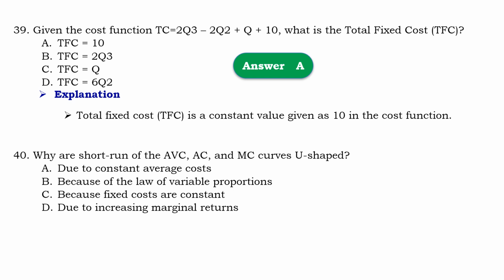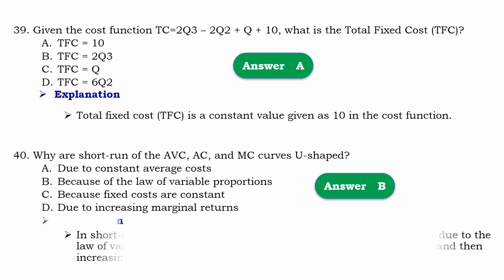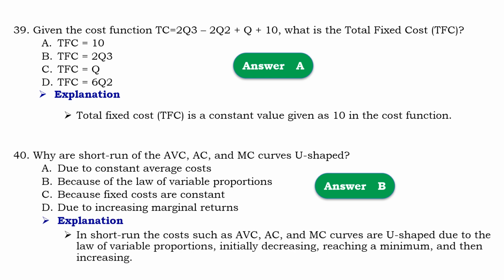Question number 40. Why are short run average variable cost, average cost and marginal cost curves U-shaped? That should be because of the law of variable proportion. This means that in the short run the costs such as average variable cost, average cost and marginal cost curves are U-shaped due to the law of variable proportion, initially decreasing, reaching the minimum and then increasing.